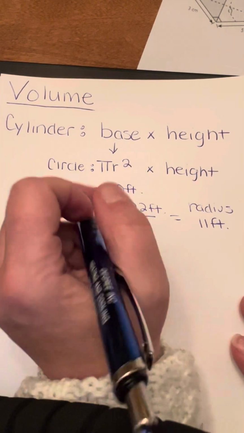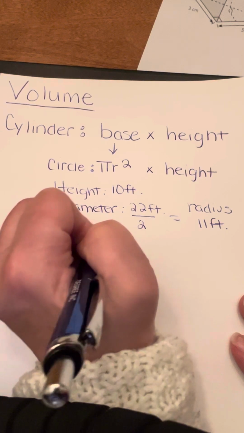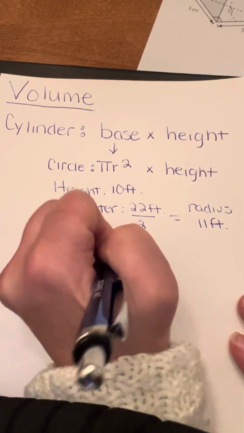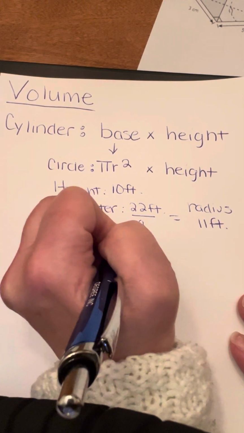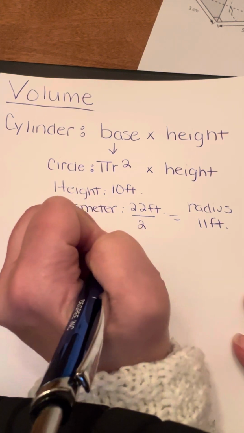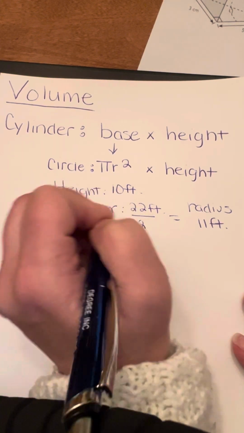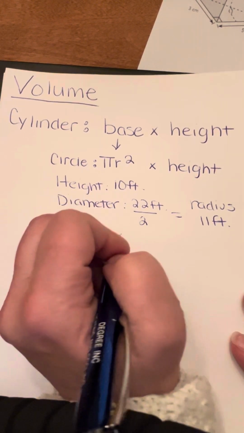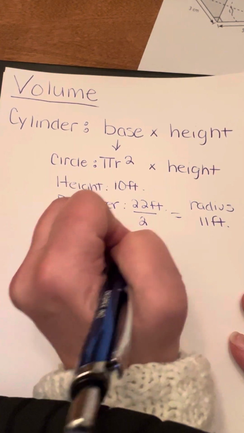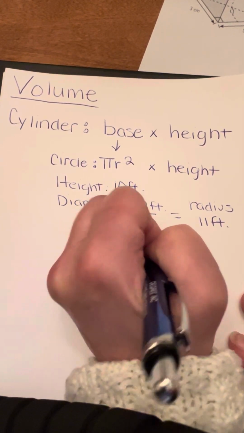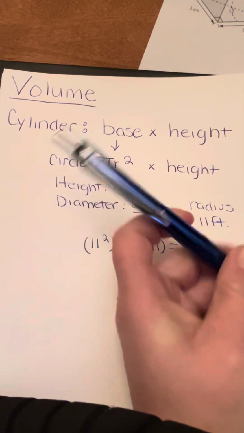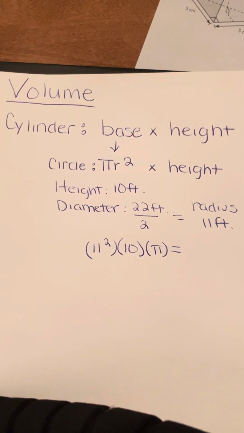Now that I have that, I can plug it into this equation and solve. We're going to do the radius squared first, so 11 squared. Then we're going to have our height, and we're going to do this in the calculator a certain way. Everything's multiplied, so it doesn't matter which order you put this in. The height is 10 feet, and then we're going to multiply by the pi button on the calculator. I'm going to show you on the calculator.